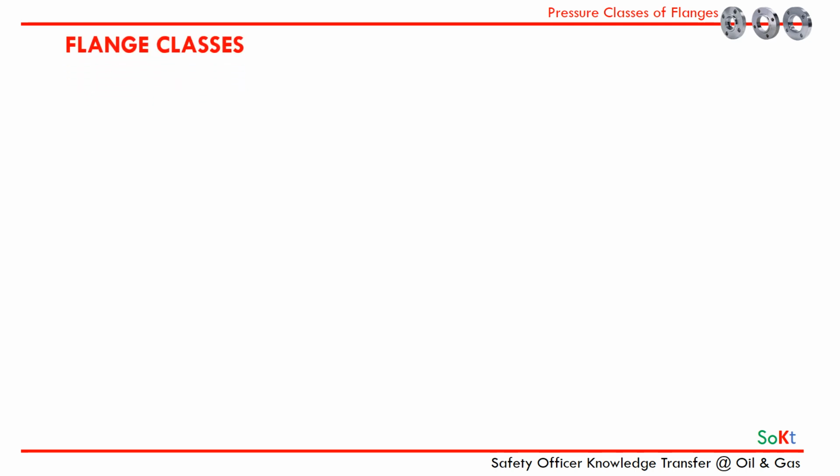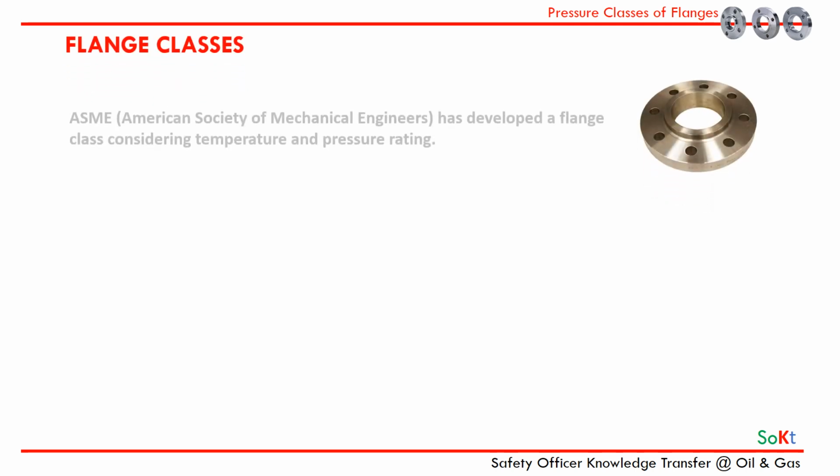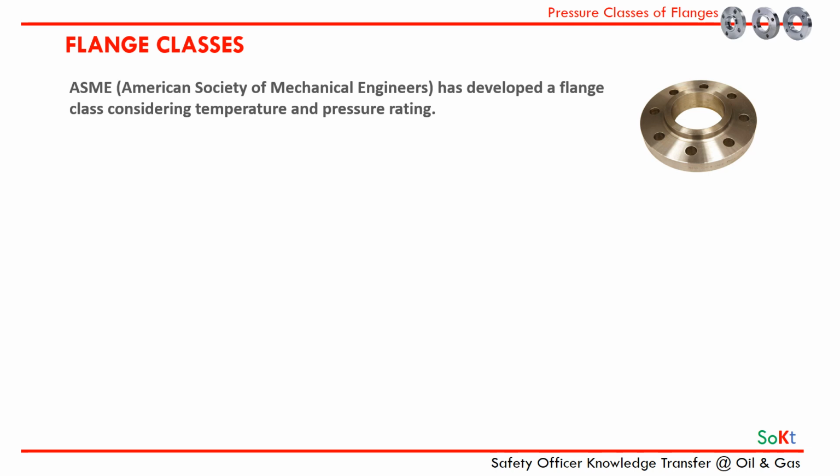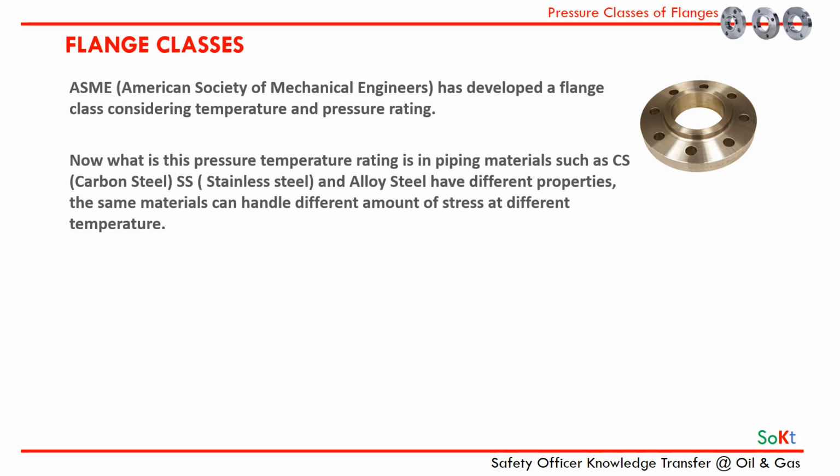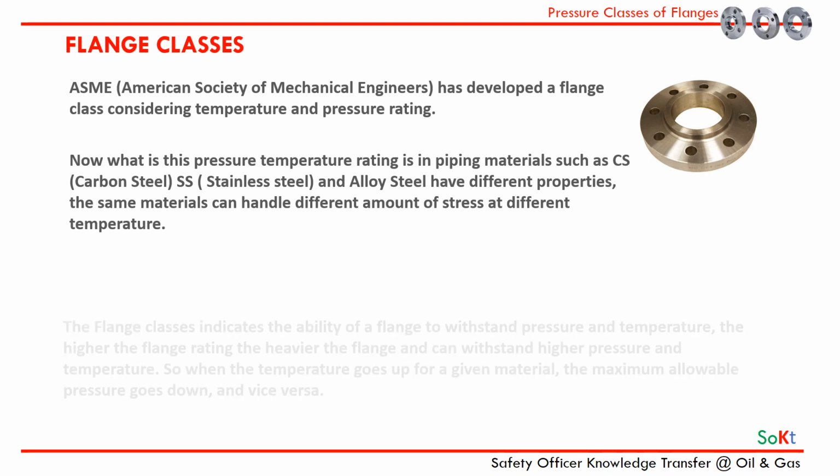Flange classes. According to ASME, the American Society of Mechanical Engineers has developed flange classes considering temperature and pressure rating. So now, what is this pressure temperature rating in piping material, such as different piping materials like CS carbon steel, SS stainless steel, and alloy steel with different properties? The same material can handle different amounts of stress at different temperatures.